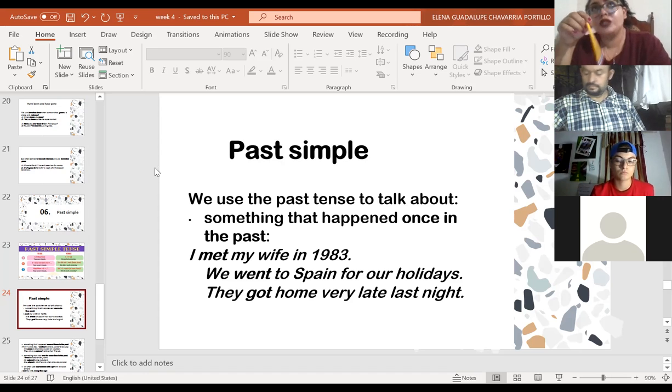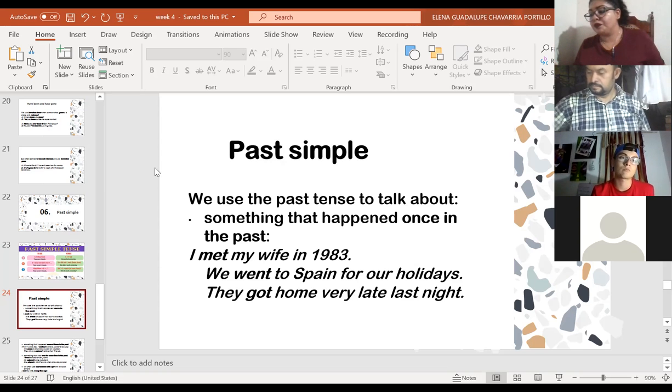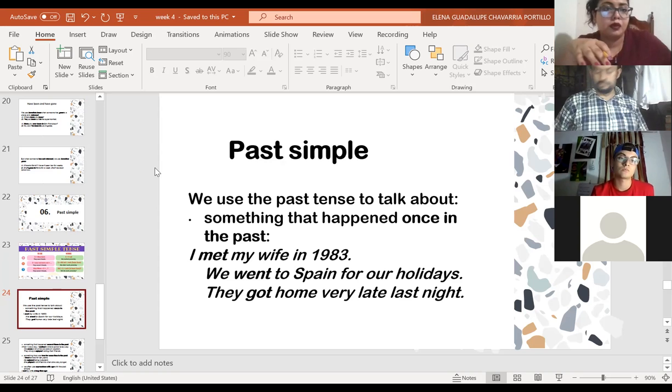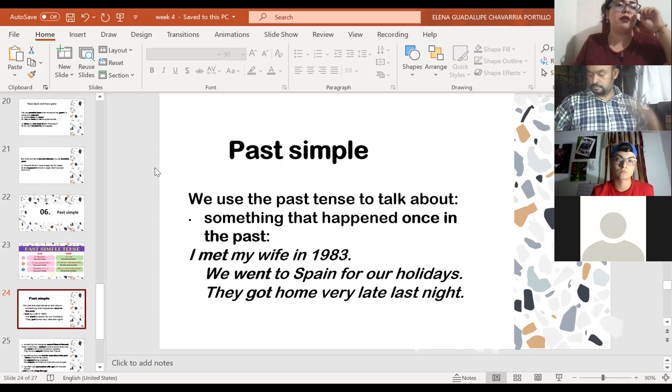The difference between the present perfect and the past simple is that the present perfect is for actions that happened in the past but have relevance or are important in the future. But in this case, it is when we perform some actions once in the past. La diferencia, ¿verdad? Entre uno y el otro es que uno pasó hace tiempo, pero tiene relevancia en el futuro o sigue pasando en el futuro. Y este es de cosas que hicimos una vez en el pasado.